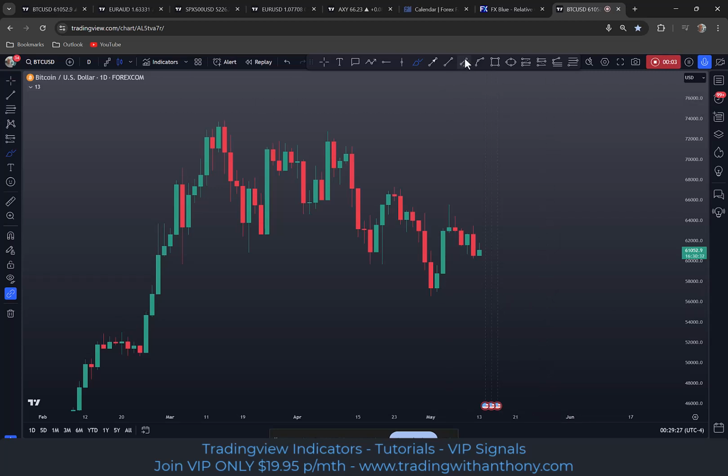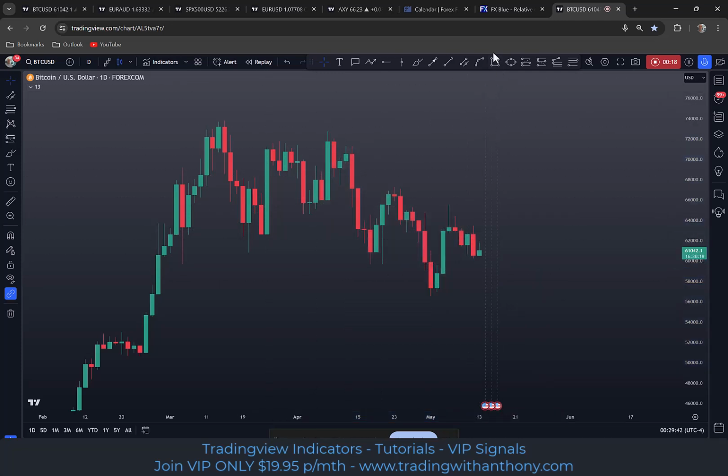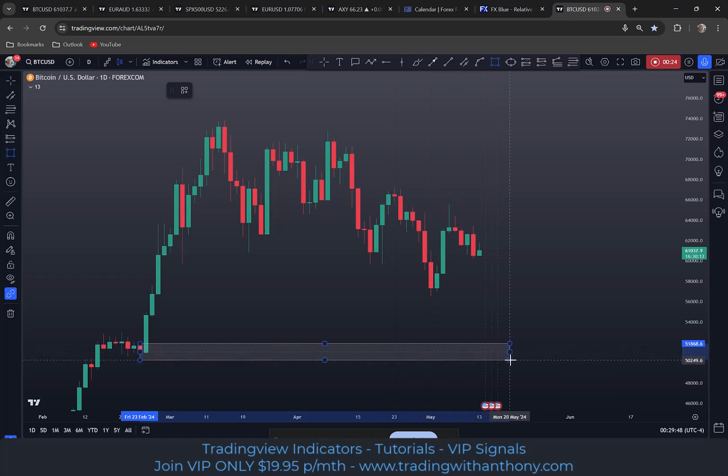Traders, Bitcoin is clearly in a downtrend. Lower highs, lower lows. Look at this trend. Nice, clean, bearish trend. How far this travels is a question that remains to be seen, but I'm going to be looking at this level here for a potential target.